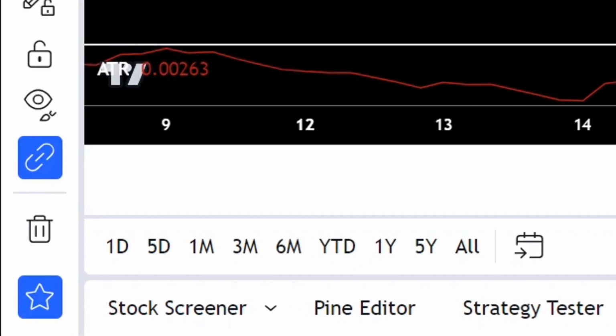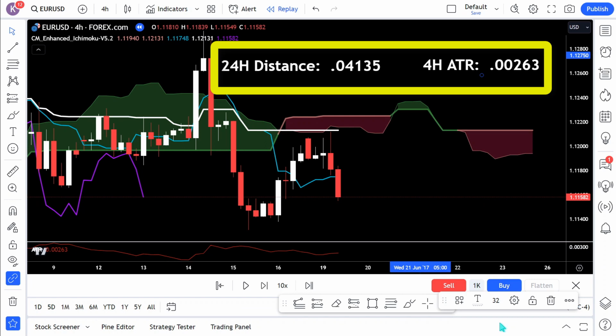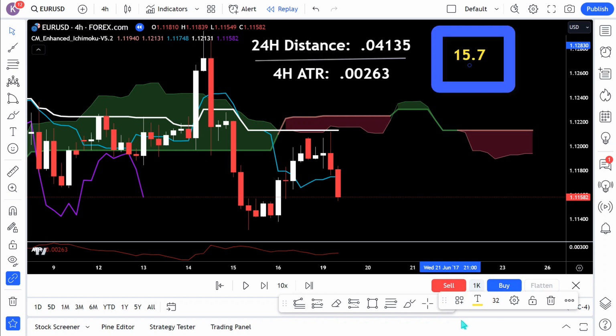Switching back to the 4-hour, we have an ATR of 0.00263 or 26 pips. So we've got our two numbers here. When we do the ratio, which number goes on top and which is the bottom? So we get a ratio of 15.7. What does that mean?